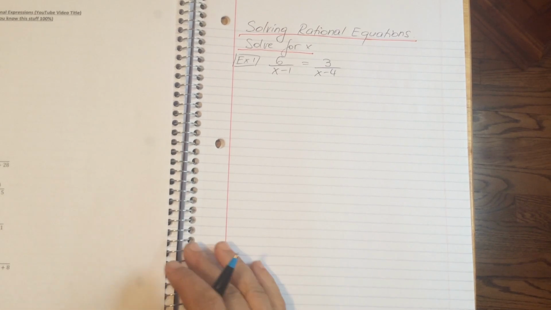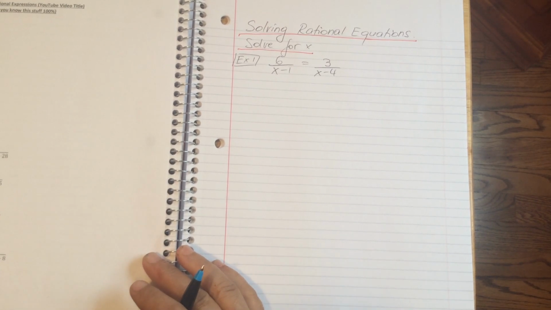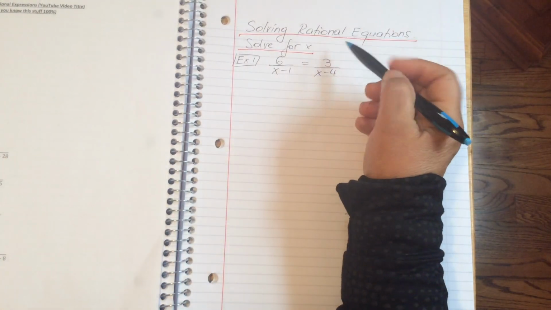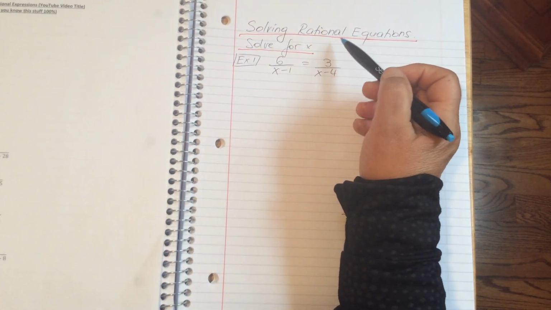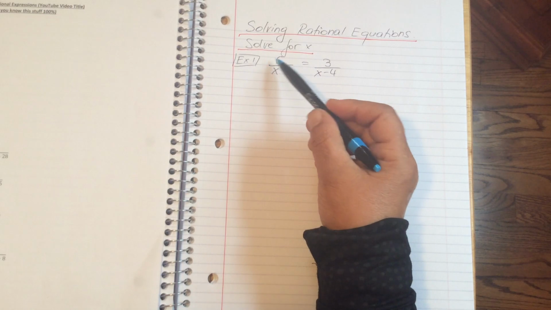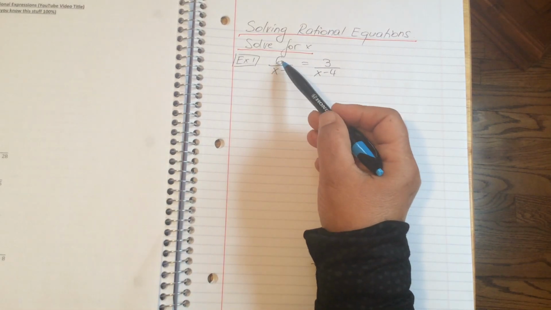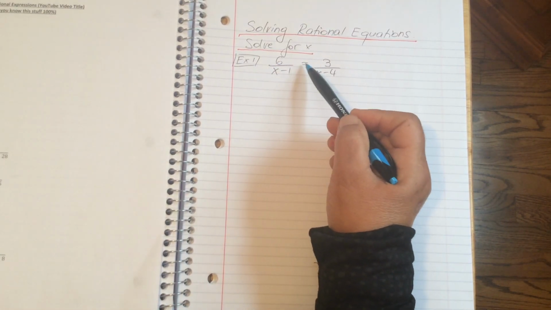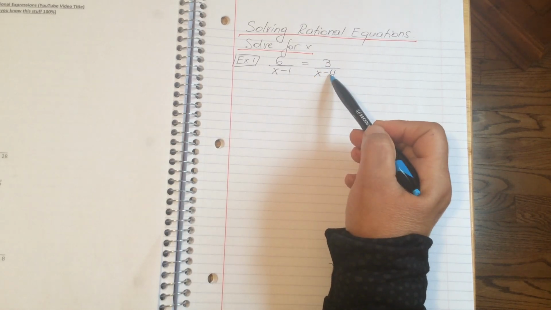In this video I'm going to talk about solving rational equations, which means equations that contain rational expressions. So let's see the first example. We have 6 over x minus 1 equal to 3 over x minus 4.